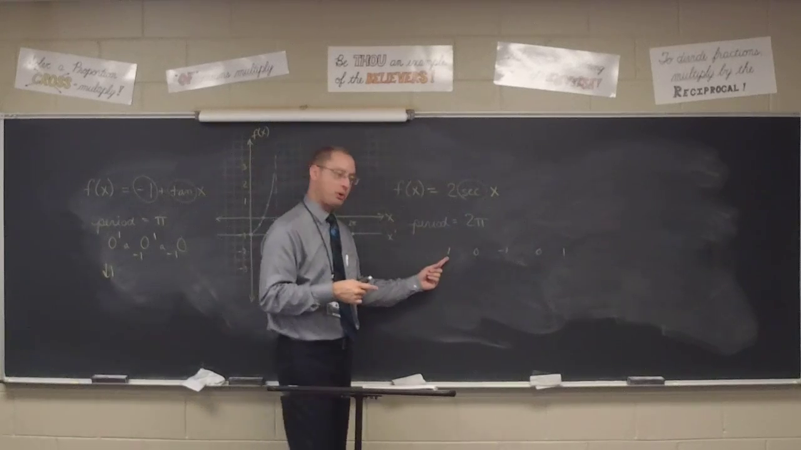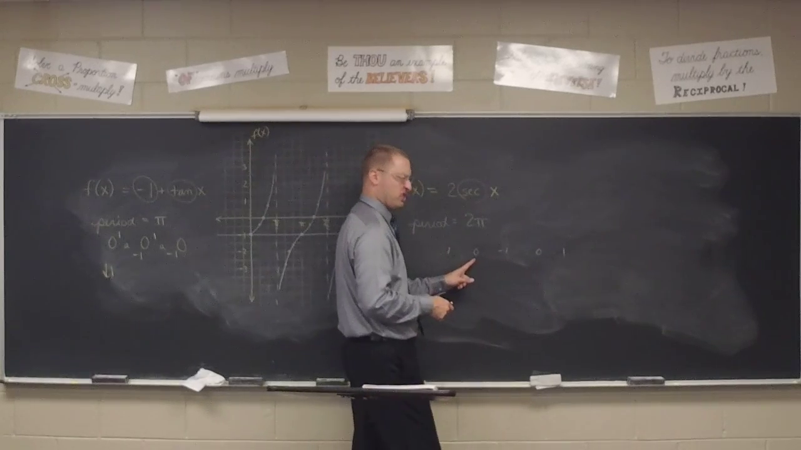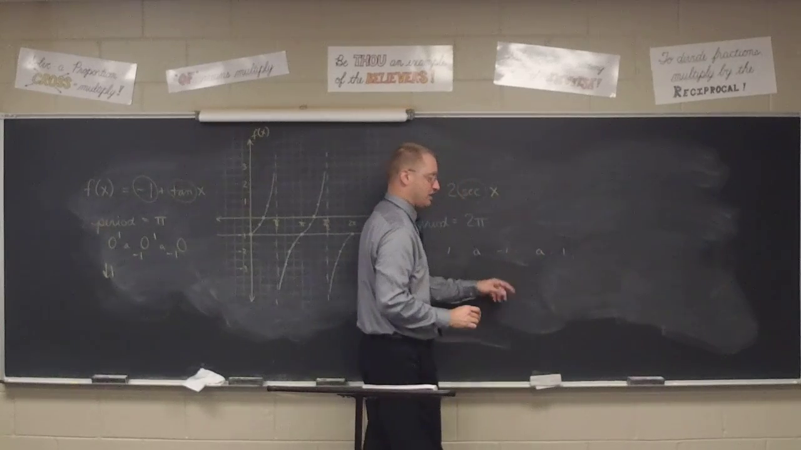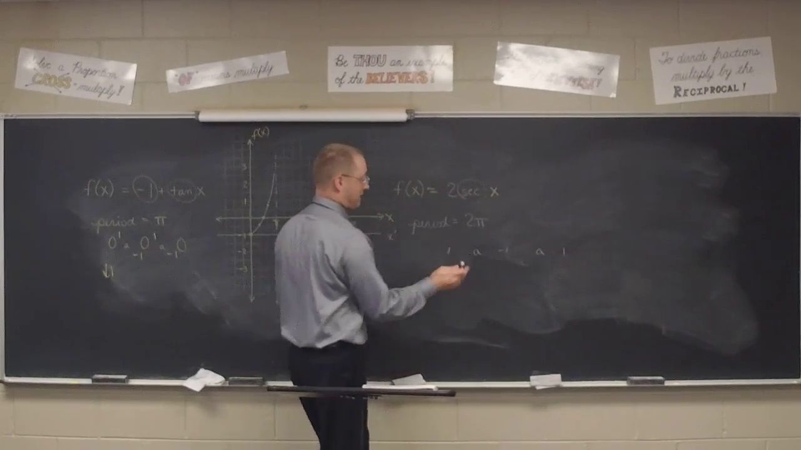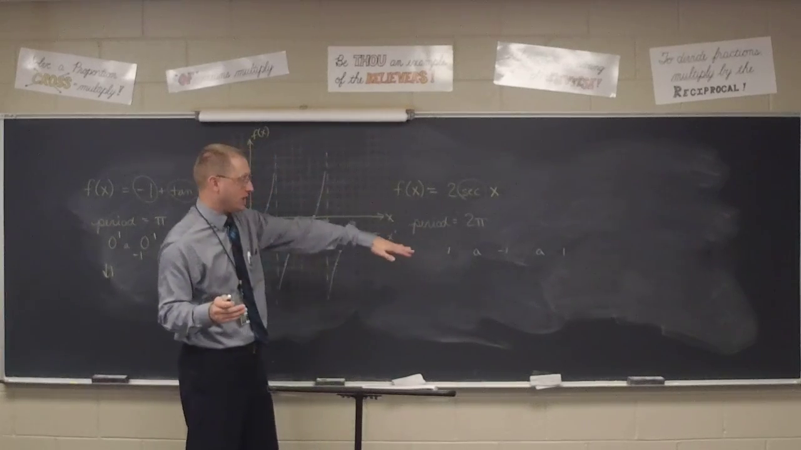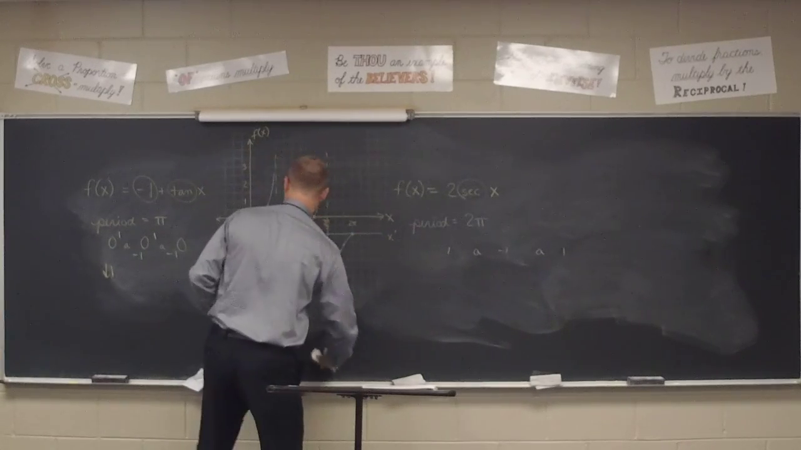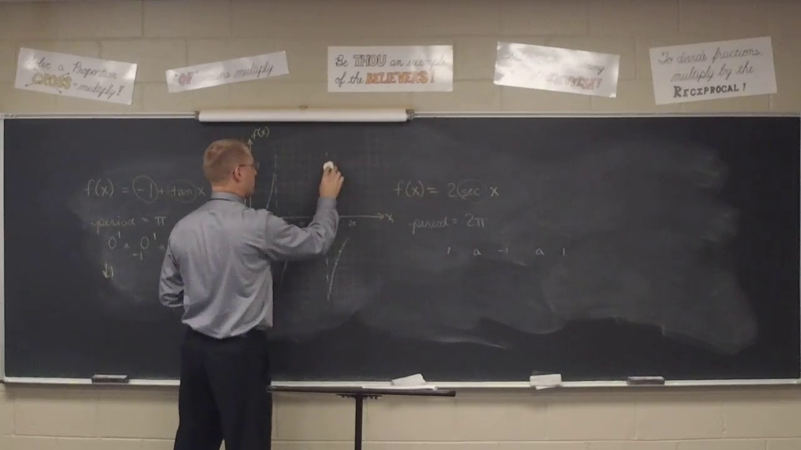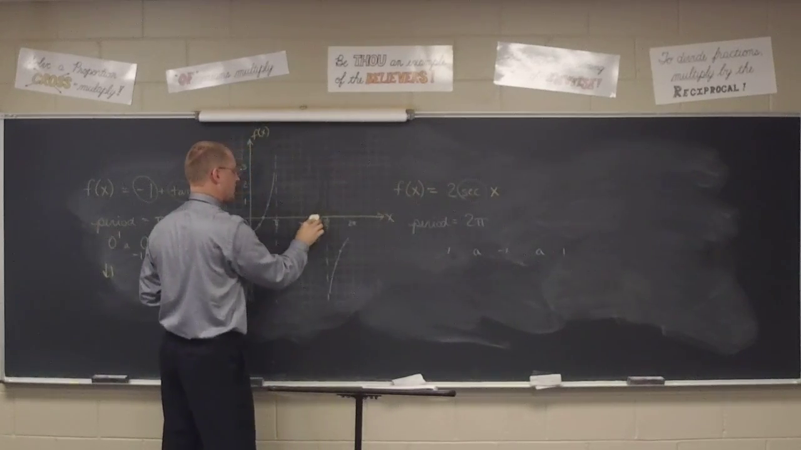Well, what do you get if you take the reciprocal of 1? 1. What about the reciprocal of 0? Asymptote. Undefined, which we're going to make an asymptote. -1 stays -1, 1 stays 1. So that's my key points for the secant. 1, asymptote, -1, asymptote, 1. Let me go ahead and erase some of this excess here.